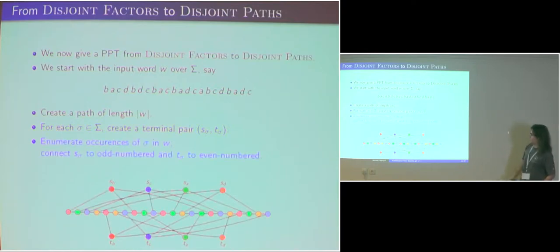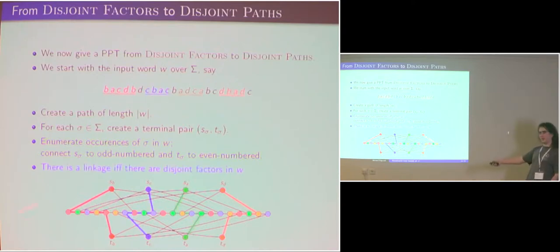And now I do the following construction. I look at the letters B in this word, for example, and I index them: first occurrence, second occurrence, third occurrence, and so on. I connect S_B with the odd occurrences, and I connect T_B with the even occurrences. Sounds a bit strange. Now observe that if you have a linkage between S_B and T_B, then it needs to go first to some odd occurrence, then travel to some even occurrence, and then go to T_B. And because the paths need to be disjoint, these factors in this word need to be disjoint as well. So this gives you a solution to disjoint factors.